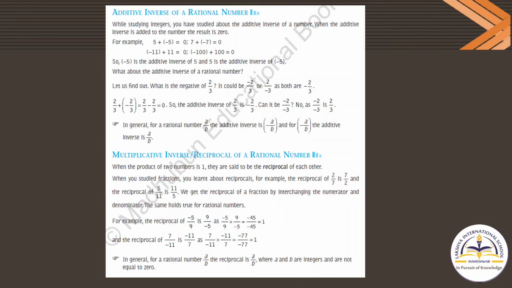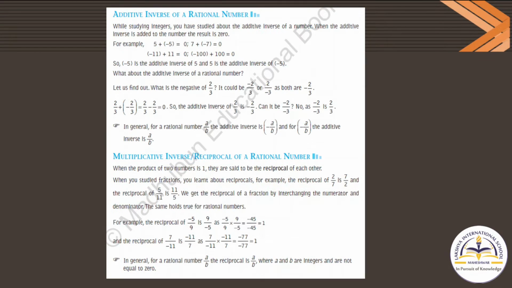Now our next concept is additive inverse of a rational number. In general, for a rational number a by b, the additive inverse is minus a by b, and for minus a by b, the additive inverse is a by b. It means here the positive value becomes negative and the negative value becomes positive.